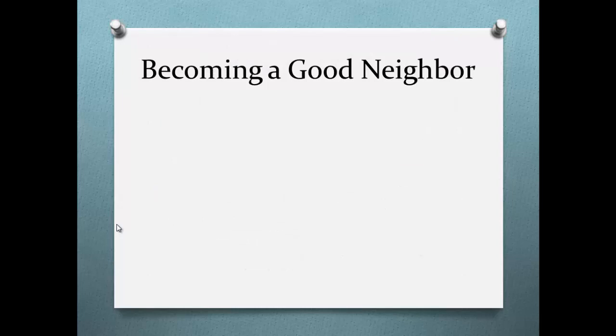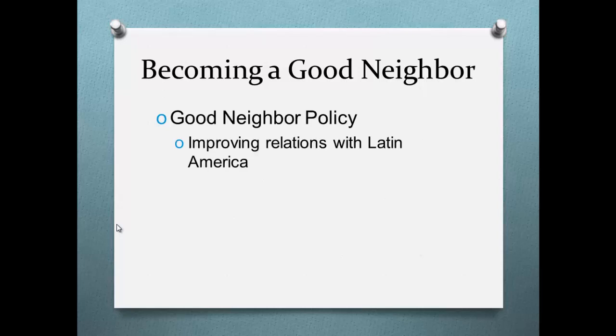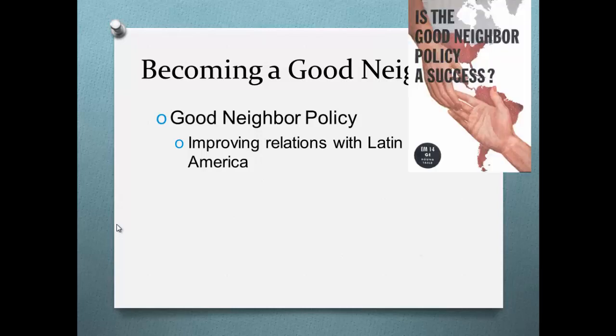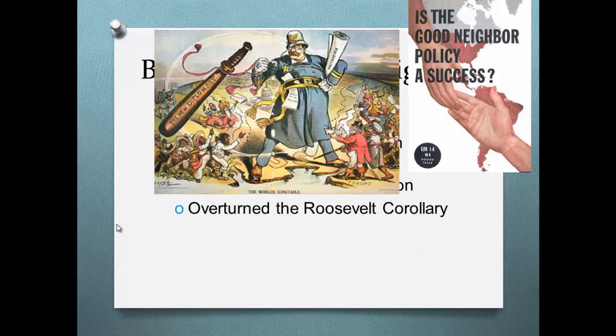The U.S. foreign policy towards Latin America is going to change under FDR, and it's called the Good Neighbor Policy. And this is very important to know. This does appear quite often on APUSH exams. The goal of the Good Neighbor Policy is to improve relationships with Latin America. And is the Good Neighbor Policy a success? Absolutely. The relationship definitely improves between the two sides. It renounced armed intervention on behalf of the U.S., and it pretty much overturned the Roosevelt Corollary.